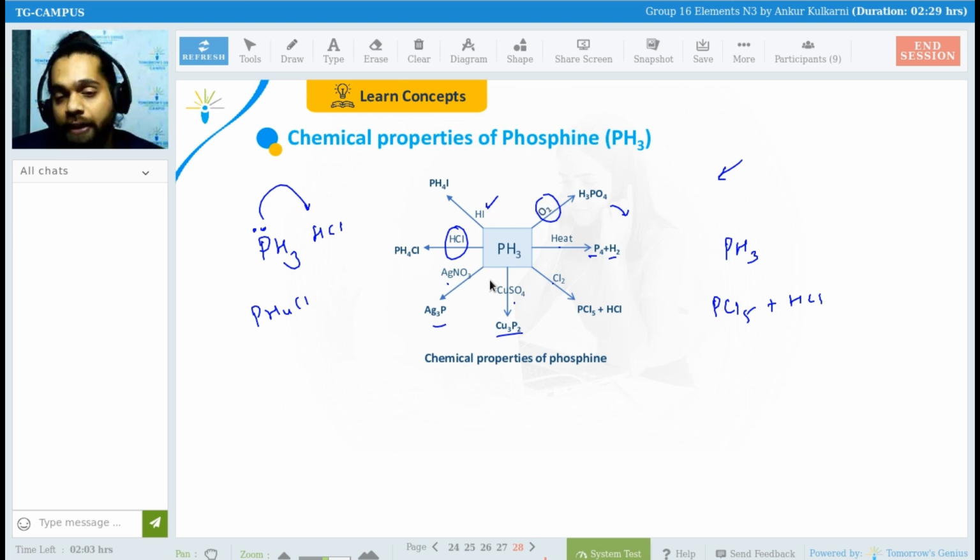Is it clear, everyone? So just doing this much covers all of the reactions of phosphine. Chemical properties of phosphine covered. See, in the exam, how will you remember? These are very difficult to remember. Trust me, it is way more tedious even than organic chemistry. In organic chemistry reactions, at least you have some logic.